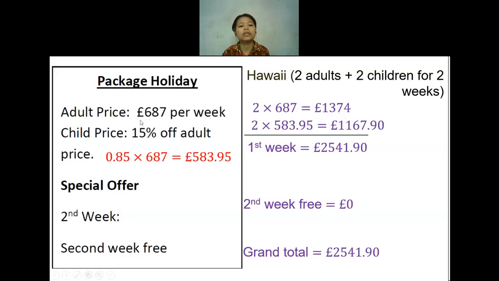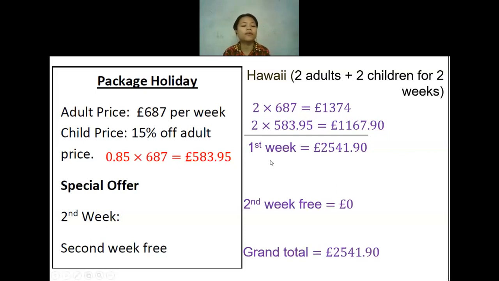For the next destination, if I go to Hawaii. Two adults, so 687, I need to multiply it by 2. So I will get 1,374. And then for the child, I will be getting 15% off. 100 minus 15, the answer is 85. So if I use the multiplier, it will be 0.85 times 687. So for each child, I will be spending 583.95 pounds. Because there will be 2 children, I need to multiply it by 2.